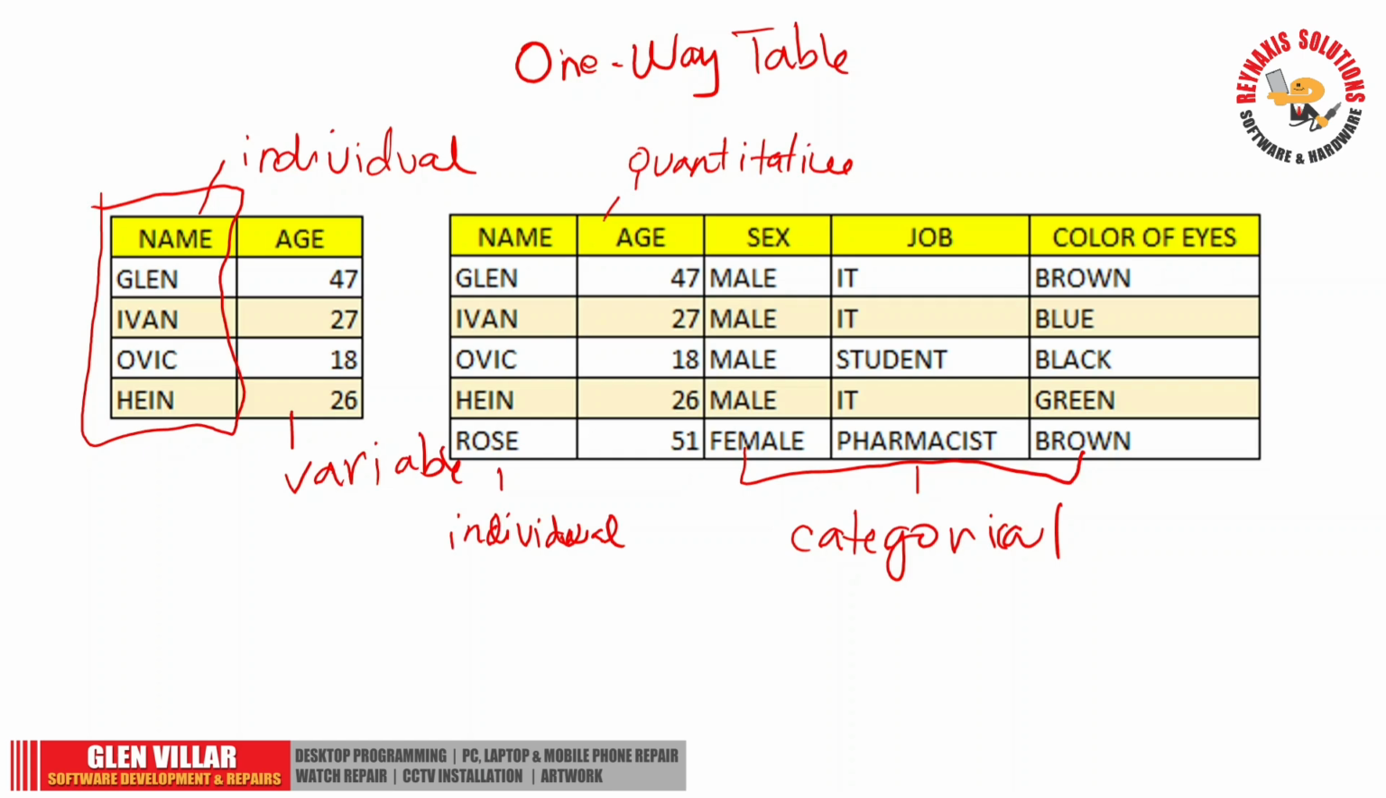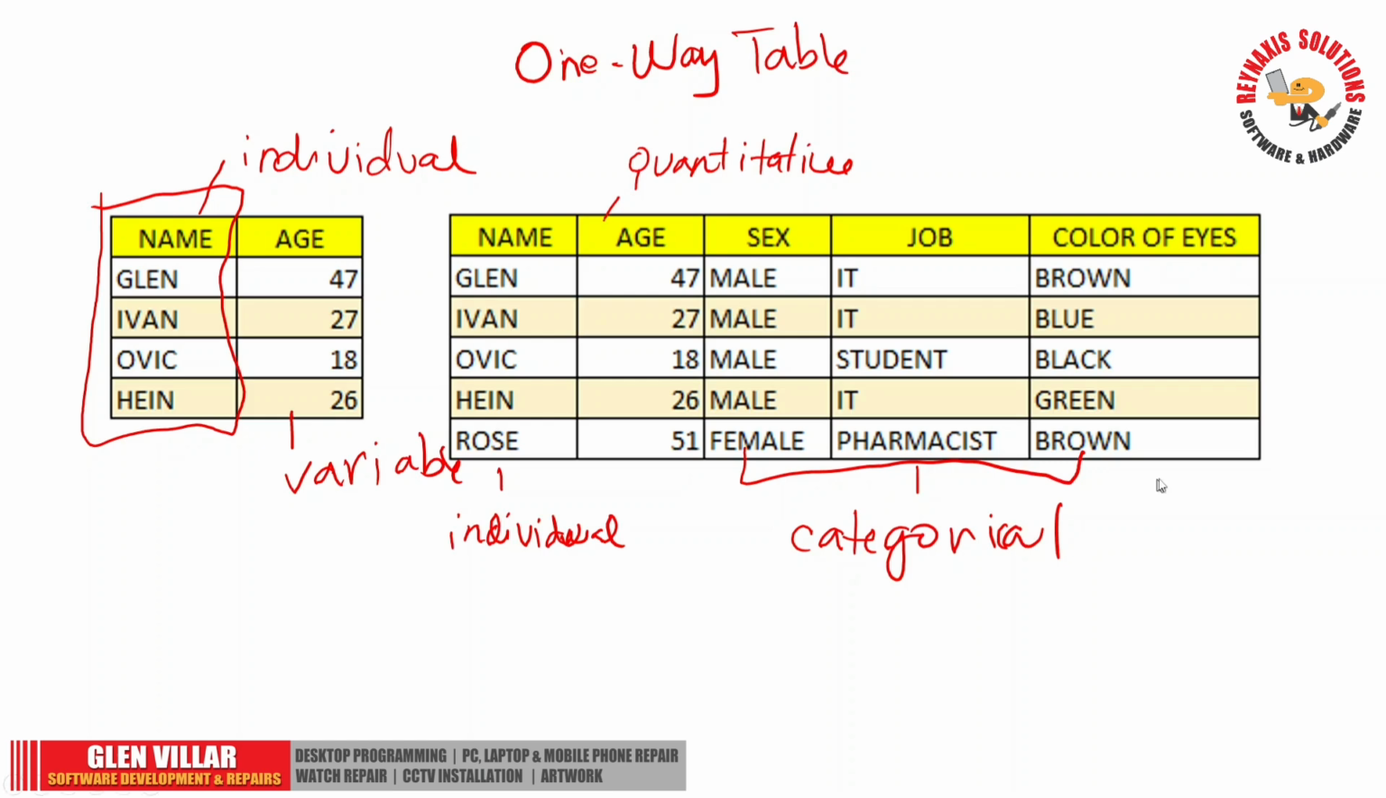So despite having many variables, all of these references are pointing to each individual in the name column. So when we ask, whose person or which person has a green eye or has a green pair of eyes, then we can say that it's Hein. And we can also ask which person in the table is a female. Then we can refer to the third column, which is the sex column, and it is under a categorical type. So in this case, Rose is the only female in the table or in the collection of data.